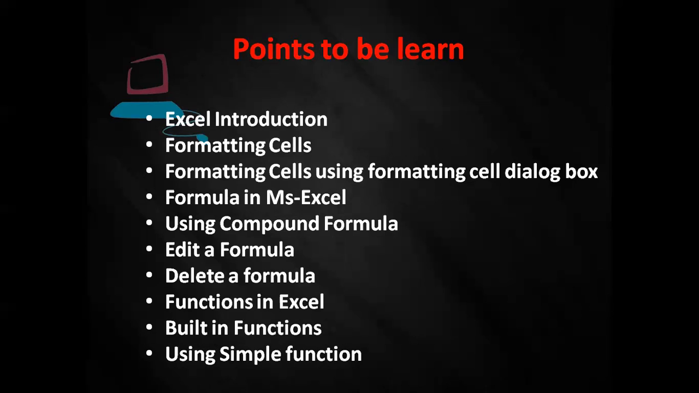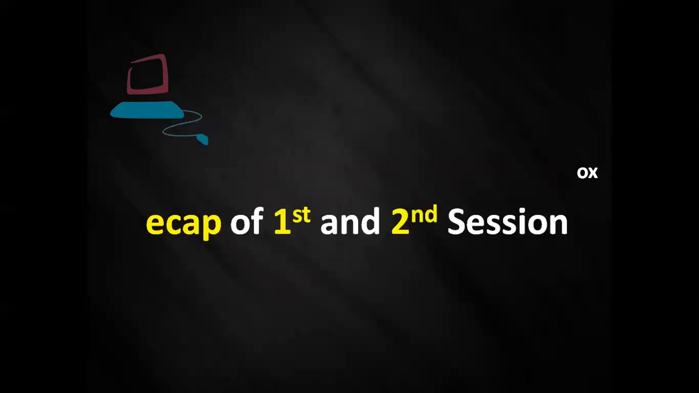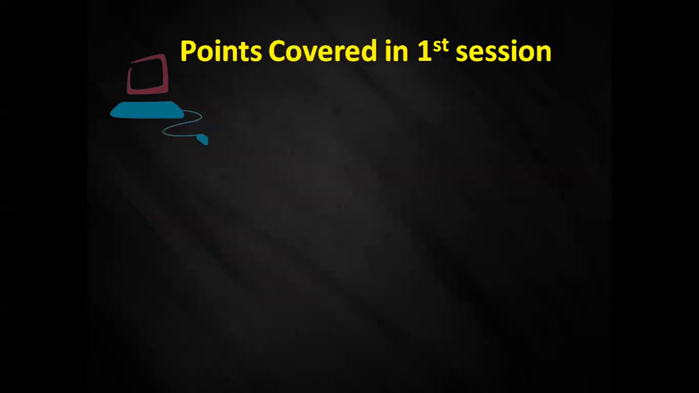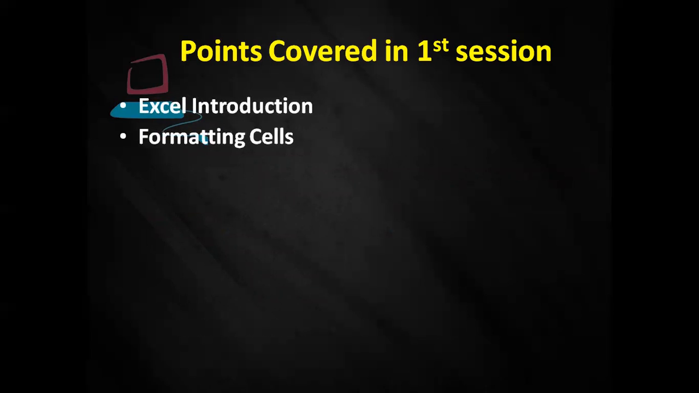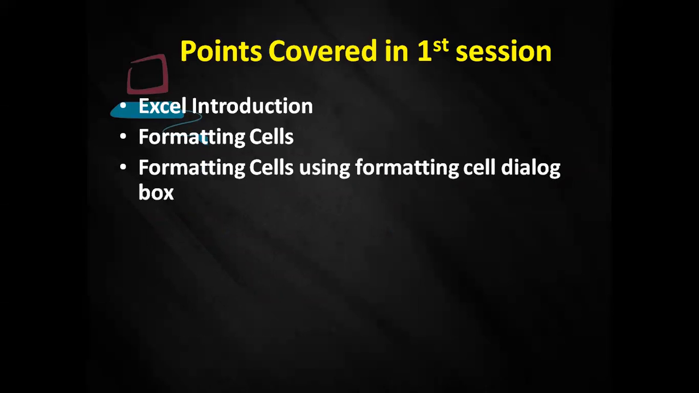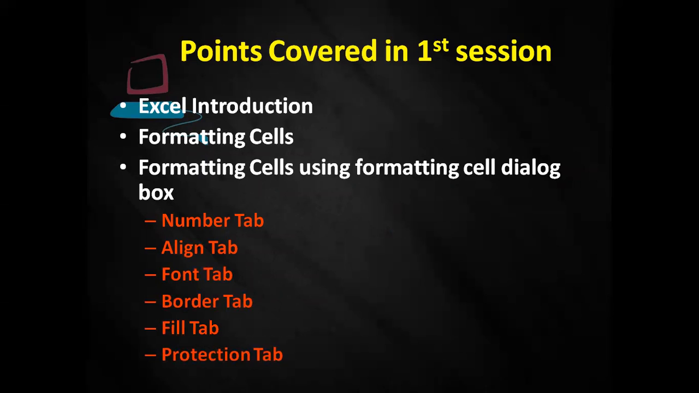And in the first session and second session, a few points we have learned. So let's have a small recap of that. Recap of first and second session. The points we covered in the first session are introduction, then formatting cell, and formatting cell using formatting cell dialog box. In that sub points we have covered how we can format the cell using dialog box by number tab, align tab, font tab, border tab, fill tab and protection tab. This we covered in first session.